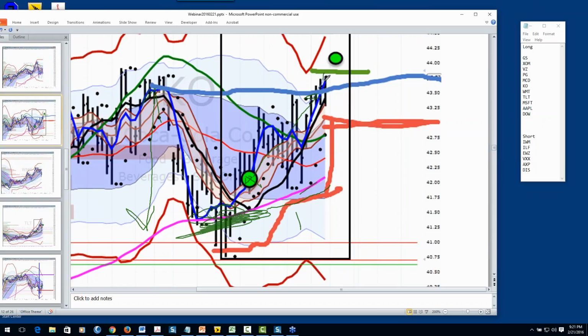At this point right here, I'm looking at it testing this previous swing high. If it gets through there and keeps going, then I feel I'm going to add a second position, and I have my stop right here right now. So that's where I am in that trade. So I like Coca-Cola. If I didn't have this position already, I would still buy this with the stop probably right about here.